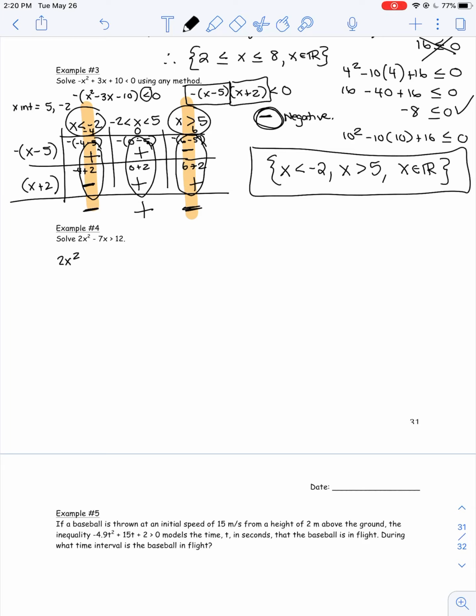Example number 4, I'm going to bring everything to one side, first of all, because you always have to make sure that you have a 0 on one of the sides. So I'm going to bring 12 over to become -12. And now it's going to be greater than 0. So this one cannot be nicely factored. This is where I might go to the quadratic formula, or I might graph it to find the x-intercepts.